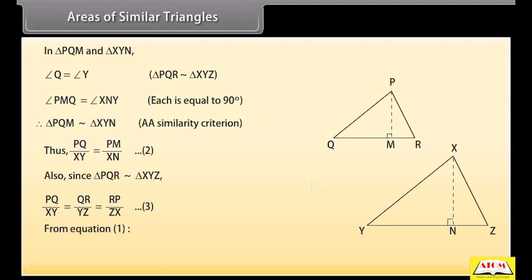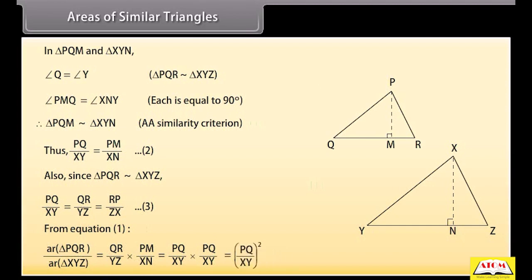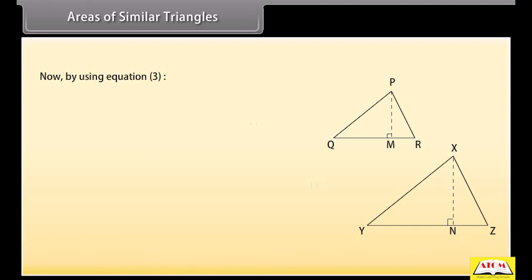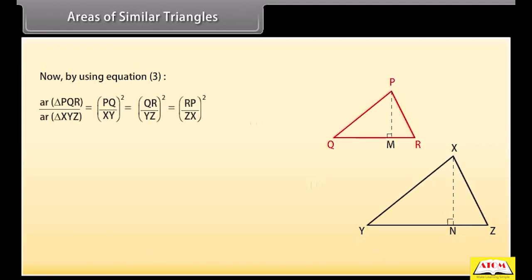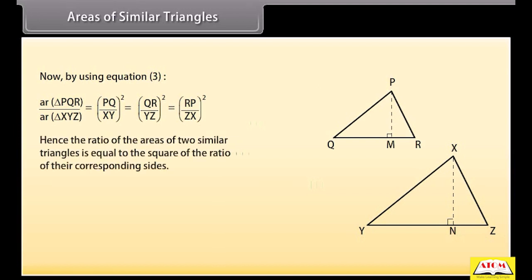From equation 1, area of triangle PQR upon area of triangle XYZ equals PQ upon XY whole square, by using equations 2 and 3. Now by using equation 3 we get area of triangle PQR upon area of triangle XYZ equals PQ upon XY whole square, which is equal to QR upon YZ whole square, which is equal to RP upon ZX whole square. Hence, the ratio of the areas of two similar triangles is equal to the square of the ratio of their corresponding sides.